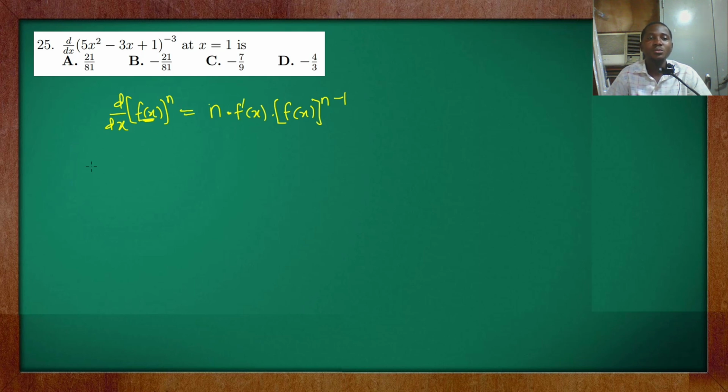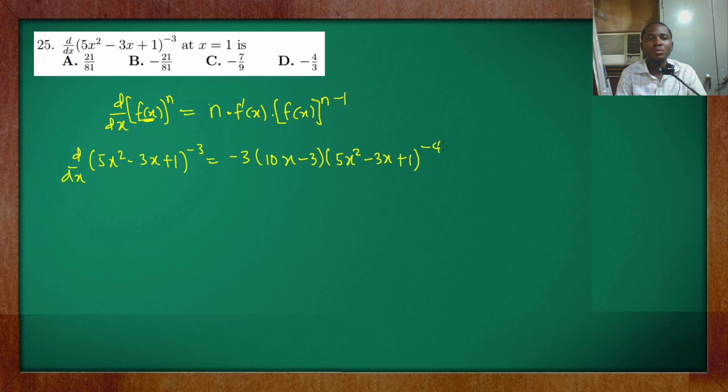Now let's do it again. Let's repeat what we've done in this question. Here we have the d/dx of 5x squared minus 3x plus 1 raised to the power minus 3. Here we have minus 3 multiplied by the derivative of this function. That's what? 10x minus 3. Then we repeat the function and subtract 1. That means we have 5x squared minus 3x plus 1 raised to the power minus 4.